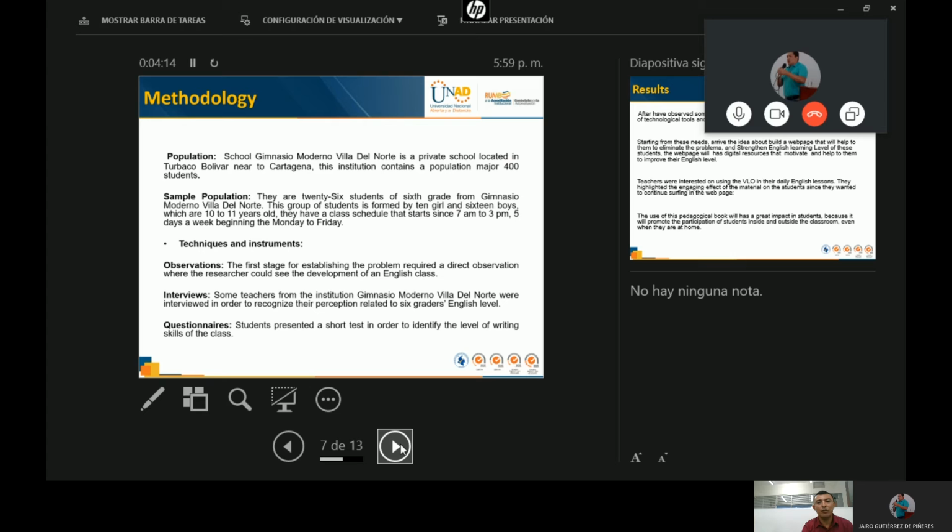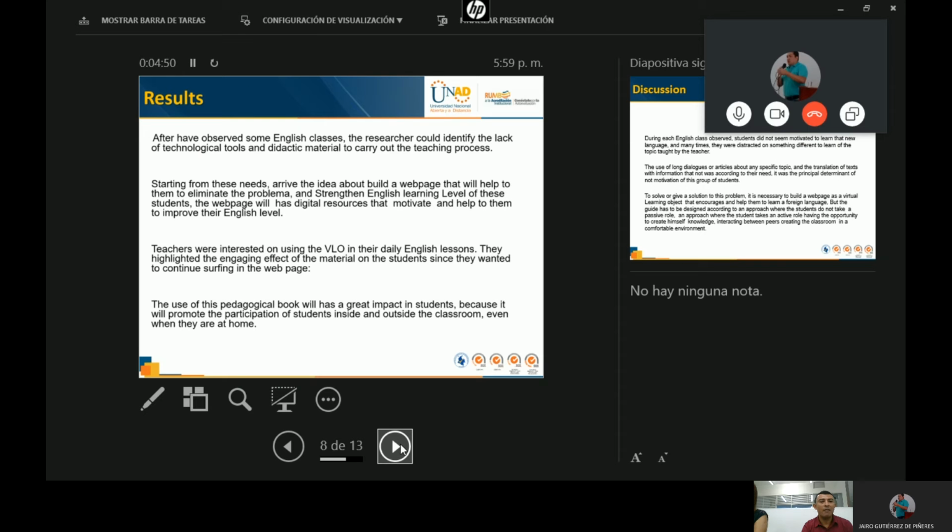Population. This institution has a population of 400 students. The sample population: there are 26 students of 6th grade from Gimnasio Moderno Villa del Norte. This group of students is formed by 10 girls and 16 boys, who are 10 to 11 years old. Techniques and instruments: observation, interview, questionnaire.